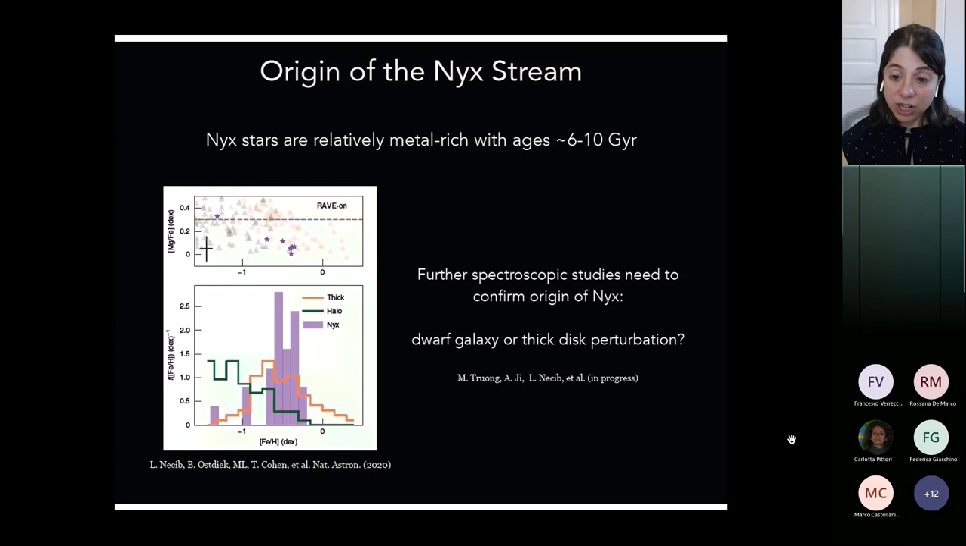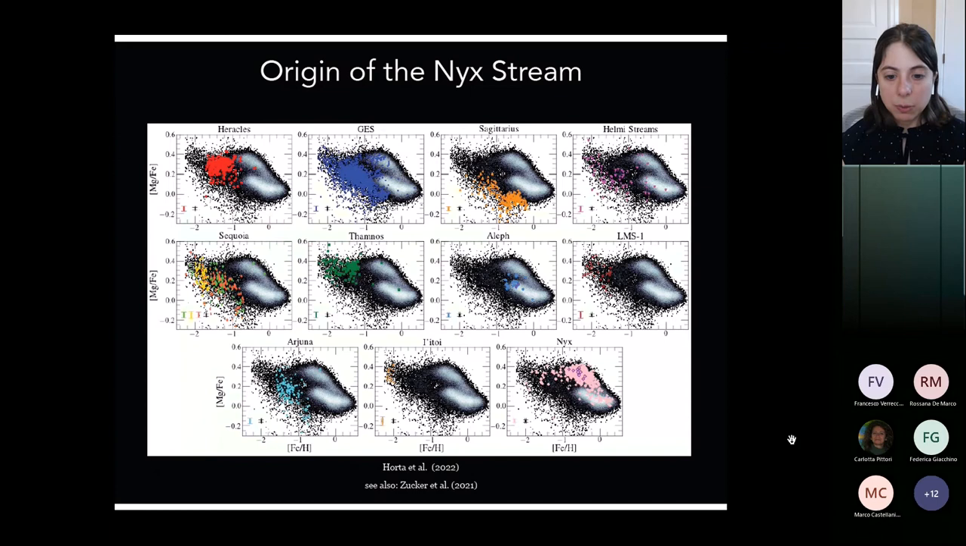That is rapidly changing, which is great, because I think this is going to be the key in understanding the origin of this Nix stream. I've highlighted here some work that's ongoing by Alex G and Lina Nassib. They did some dedicated observations of Nix stars with the Magellan Telescope that will hopefully be coming out this year. It was unfortunately delayed because of the pandemic. Next slide.